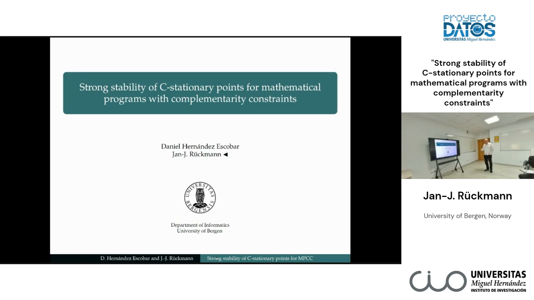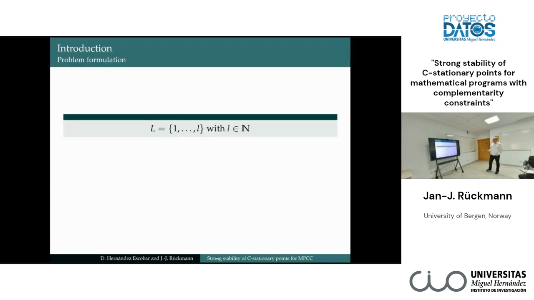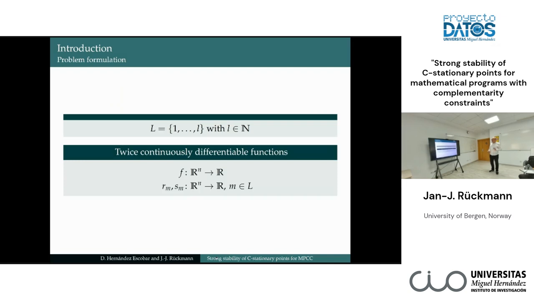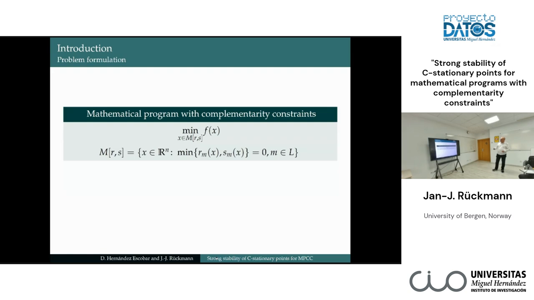Okay, so let us start. We are looking at finitely many constraints. This is what's written there. And we always assume C2, so maybe we will use first and second order derivatives to think about sufficient and necessary conditions for strong stability. This is the class we are looking at, mathematical programs with complementarity constraints.